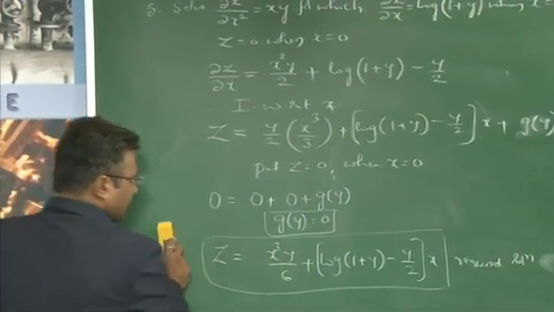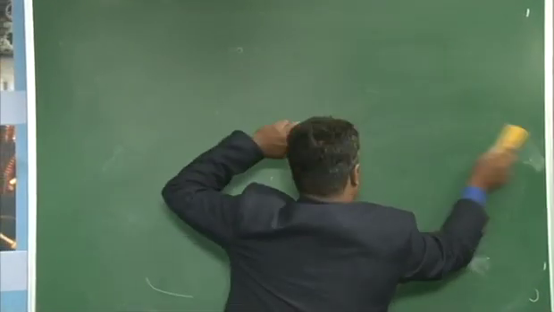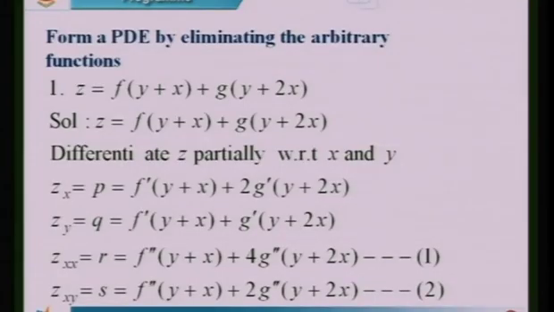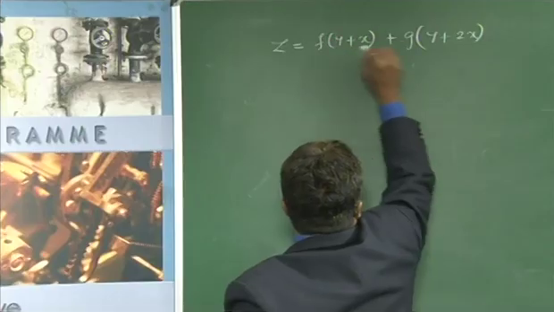So, the next method. In the last session, for lack of time, we did not solve this type of problem, so today I am going to utilize the time to solve it. Form a PDE by eliminating the arbitrary function. I have not done this type of problem in the previous class. Now I am going to solve this. z is equal to f of y plus x plus g of y plus 2x. Call this equation number star.